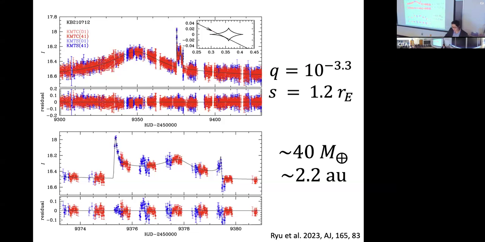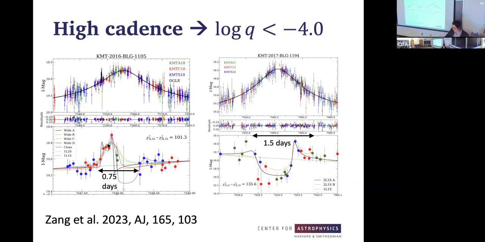And KMTNet, this strategy of having multiple sites has really paid off, especially for getting the smallest mass ratio planets, so things below 10 to the minus 4. For reference, Neptune to the sun is like minus 4.3-ish. So things in the Neptune class and smaller.